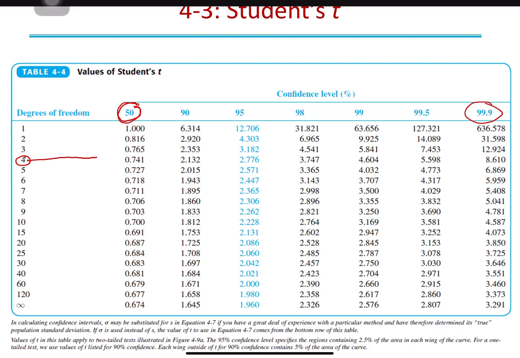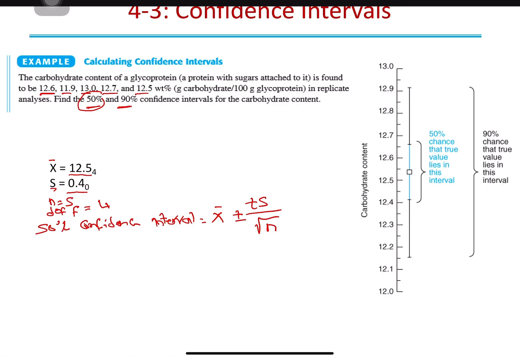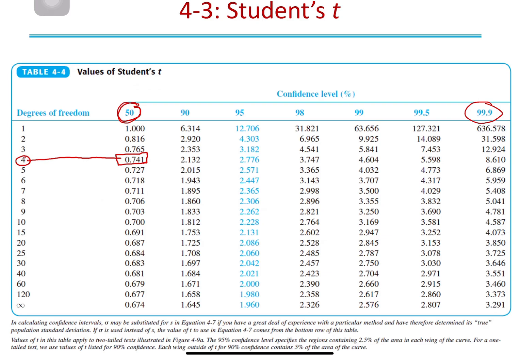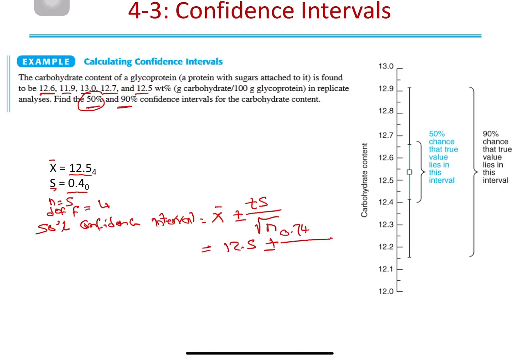So you have a look at this, and it equals 0.741. So this is the t I'm going to use in my equation now. So the 50% confidence interval will equal the mean, which is 12.5, plus or minus t, which we found was 0.741, times s, which is 0.4, divided by the square root of 5.